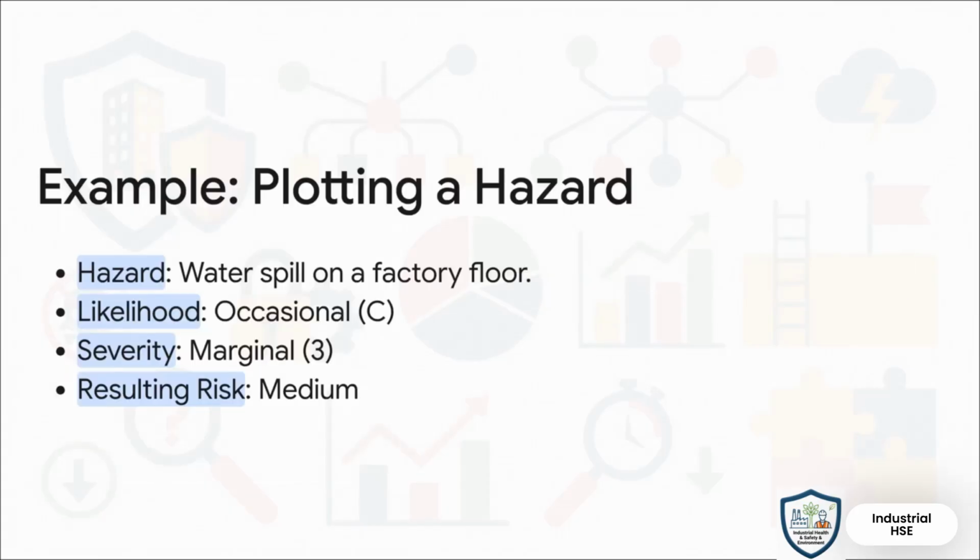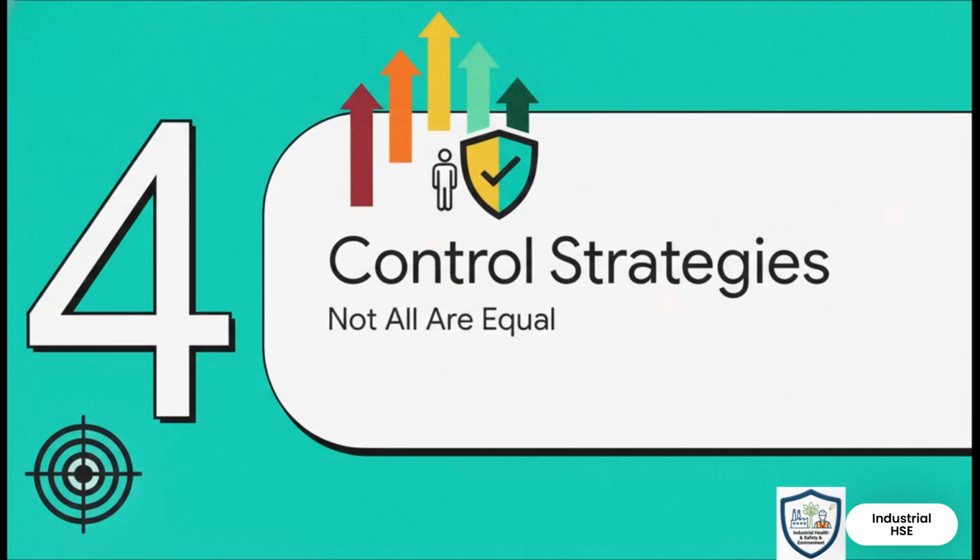Let's make this super practical with a quick example. Picture a water spill on a factory floor. We might look at it and say the likelihood is occasional, and the severity, well, if someone slips, it's probably a marginal injury. So we find those points on our matrix, trace them with our fingers, and we see it lands right in the medium risk zone. Now we know we need to deal with it, but maybe it's not a drop everything right now kind of problem.